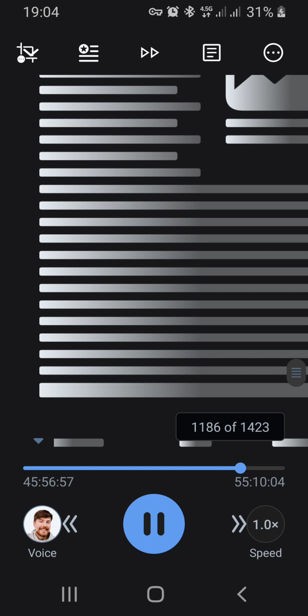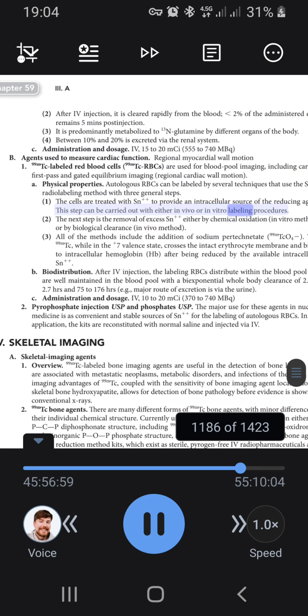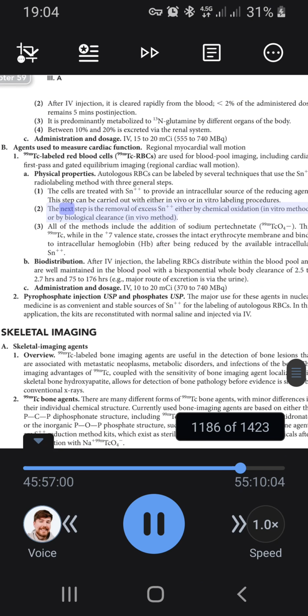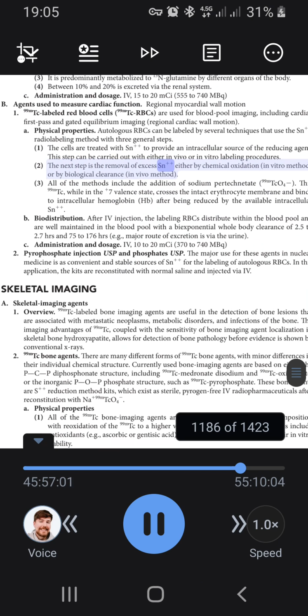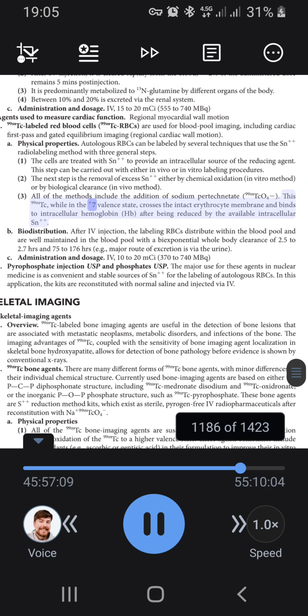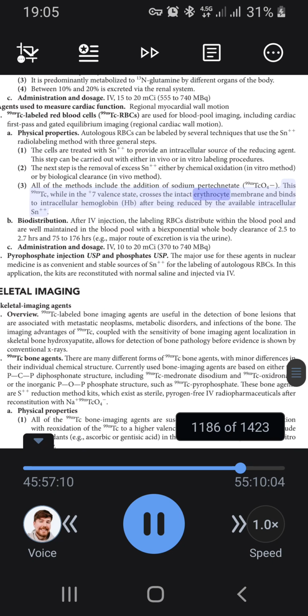This step can be carried out with either in vivo or in vitro labeling procedures. 2. The next step is the removal of excess Sn(II), either by chemical oxidation, in vitro method, or by biological clearance, in vivo method. 3. All of the methods include the addition of sodium pertechnetate, 99mTcO4. This 99mTc, while in the 7-valent state, crosses the intact erythrocyte membrane and binds to intracellular hemoglobin, Hb, after being reduced by the available intracellular Sn(II).